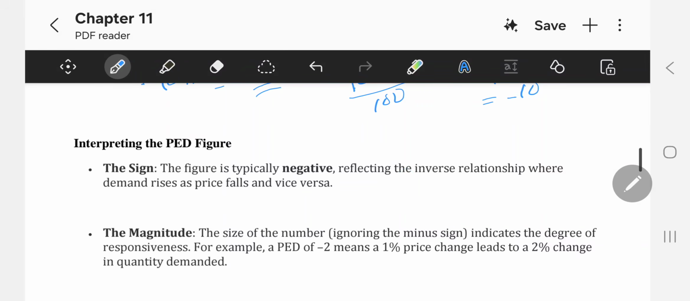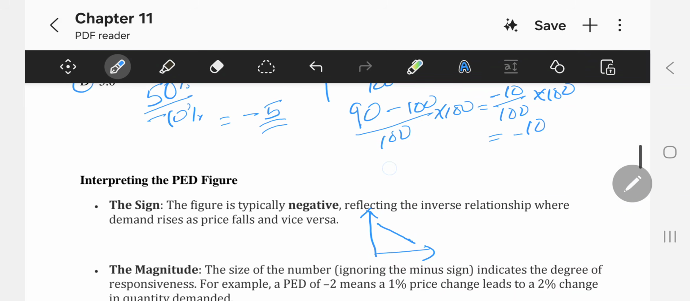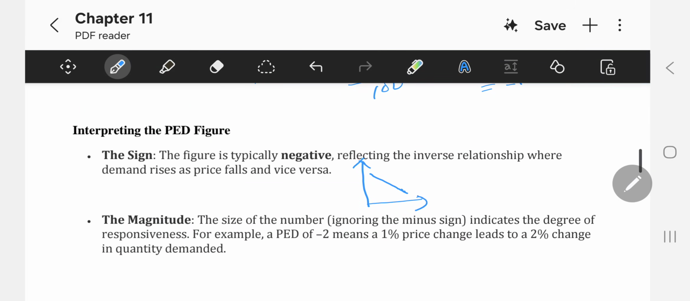Now, because the demand curve has a negative slope, if you forgot how it looks like, that's how it looks. So it's a negative slope, and because of this slope, the PED is always going to be negative, like we found here. It's always going to be negative. So for example, here it's -5. And this basically shows the inverse relationship between price and demand. So when one falls, the other one increases. But for the sake of economics, we are going to ignore the minus sign.